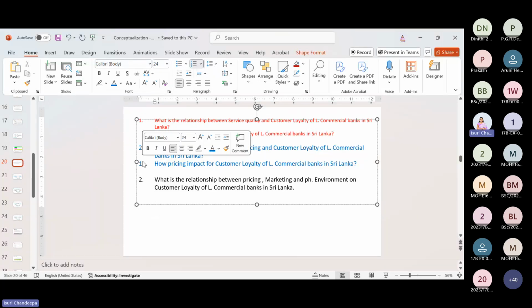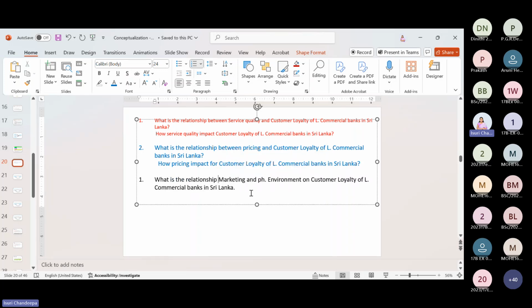Third question. What is the variable we have? The marketing. Right? So then you can easily develop what is the relationship between marketing and customer loyalty of the licensed commercial banks in Sri Lanka.